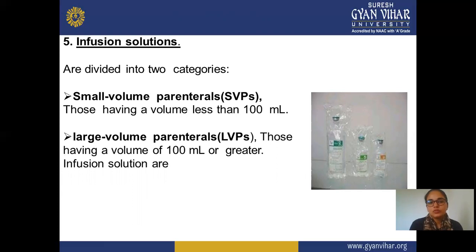The small volume are those having a volume less than 100 ml. Mainly both are the same solution or the same preparation of infusion solution, and just the container may vary. Some are available in small volume and some are available in large volume. If the solution is present at less than 100 ml, then you can say that it's an infusion solution of small volume parenteral. And if it's greater than 100 ml, then you can say that it's a large volume infusion solution.